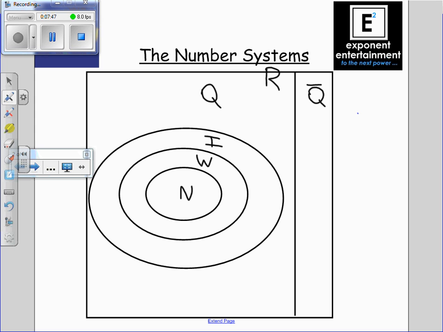So what you're going to have to be able to do is, when I give you a number, tell me what it belongs to from smallest to largest or from largest to smallest. The absolute smallest group would be your natural. But if it's also a whole, then you're going to include that, and so on and so forth. The biggest one is always real. The smallest one is natural.